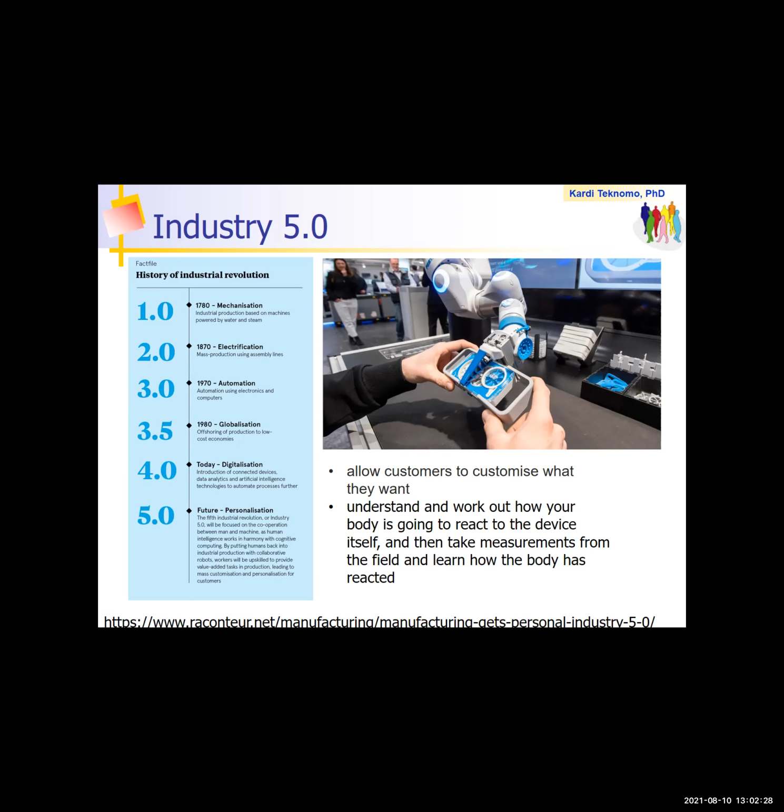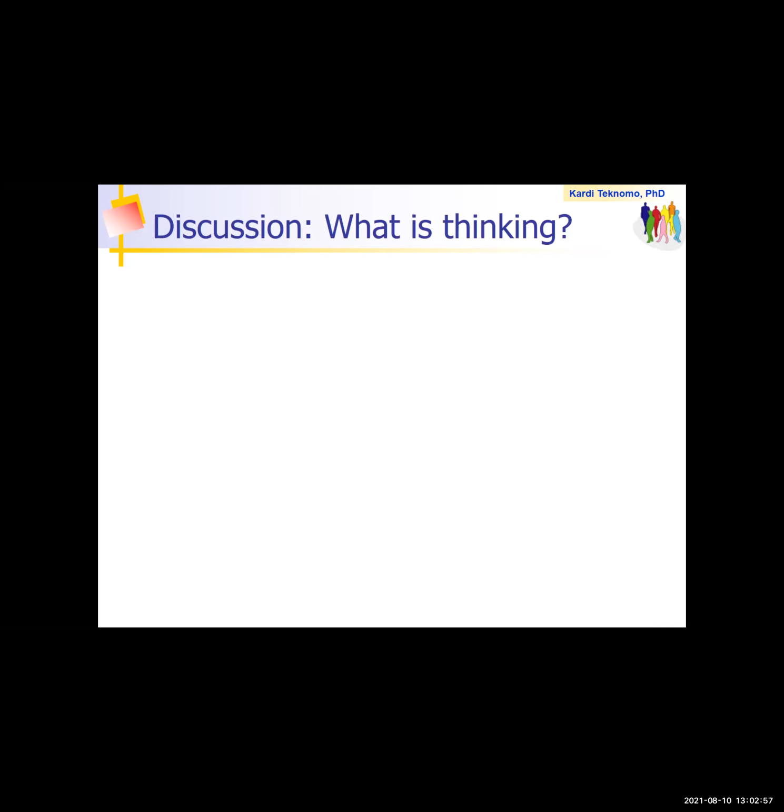Can you see that? Okay, so for example, in the field of medicine, the AI is supposed to understand and work out how your body is going to react to a certain device. And then it will take measurements from the field and learn how your body has reacted to it. So it's a feedback loop system of automation. That is what is called AI in the near future.